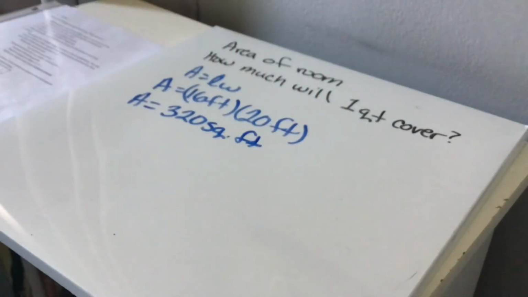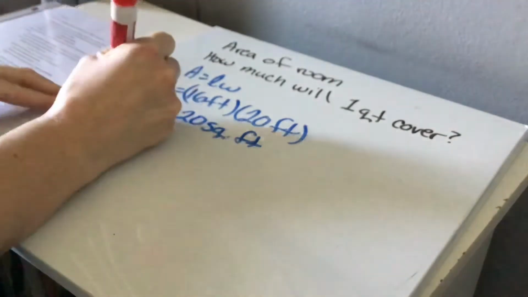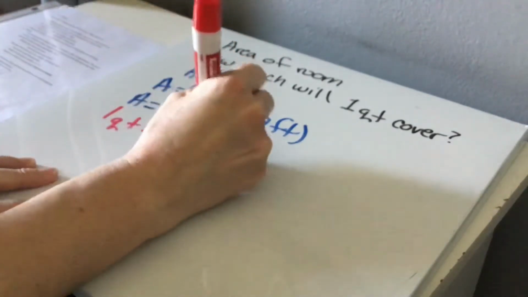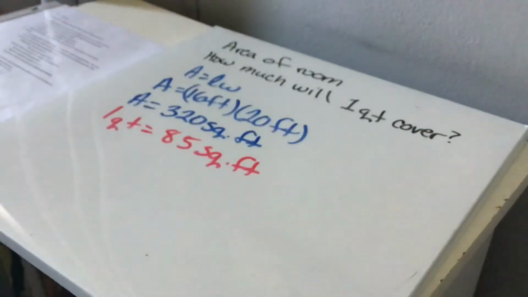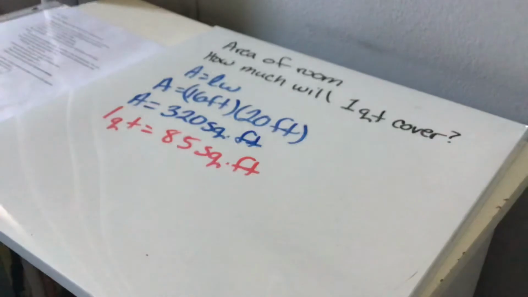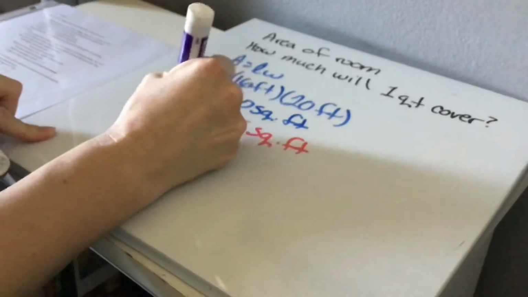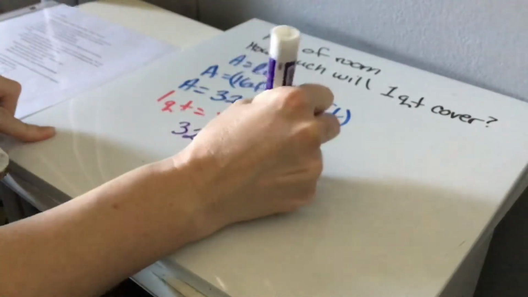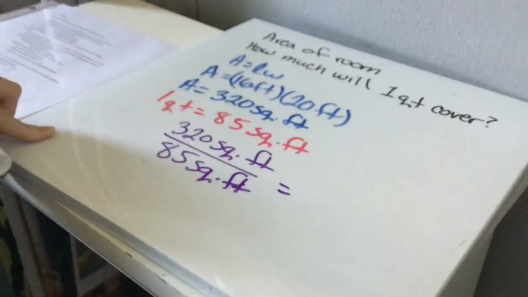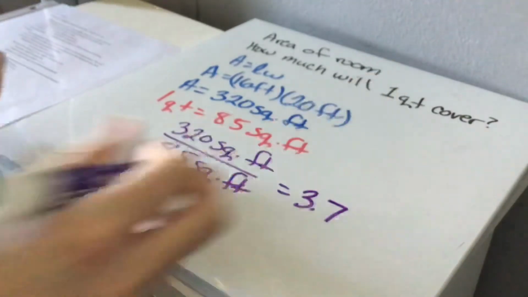So then we say, if we buy 1 quart, that's going to cover 85 square feet. So we need to figure out how many quarts we need. We're going to take the area and divide it by how much 1 quart will cover. So we're going to do 320 square feet divided by 85 square feet, okay? And that's going to give us 3.7.